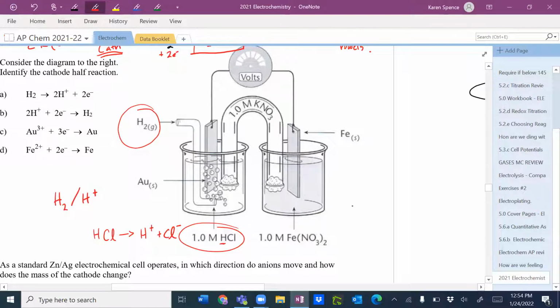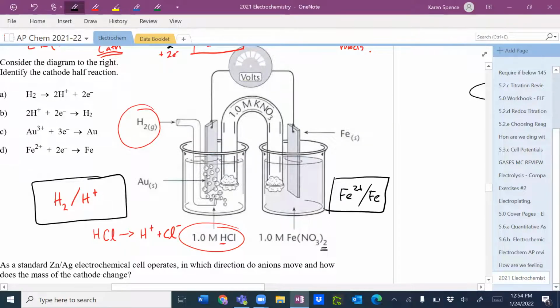And over here on the right, we're dealing with Fe2+. Okay, there's our 2 there, so it's Fe2+ and iron. So let's go look those up and decide which is our spontaneous reaction. We're looking for H2 and H+, and we're looking for Fe2+ and Fe.